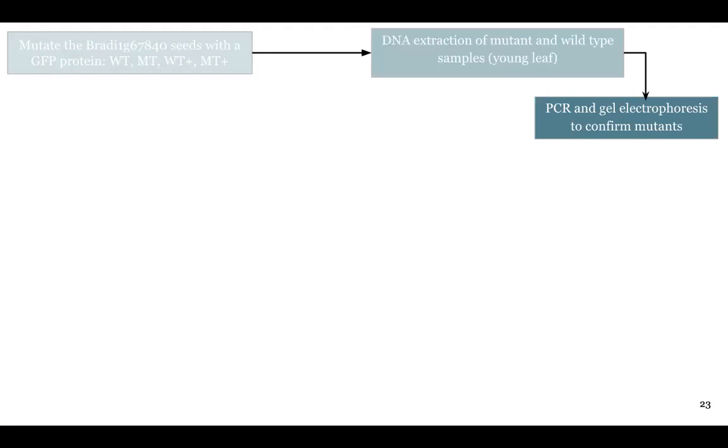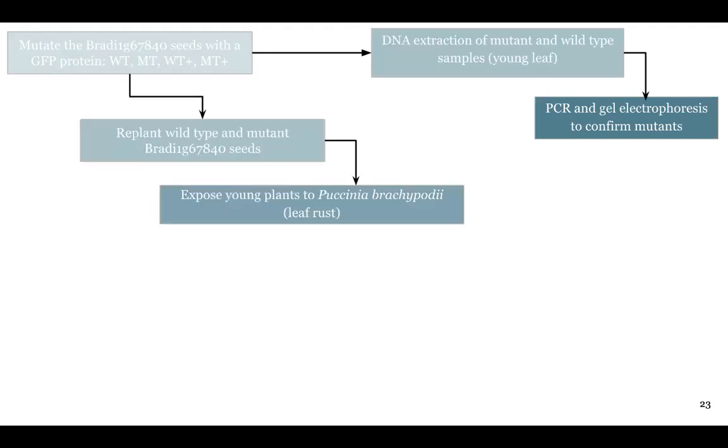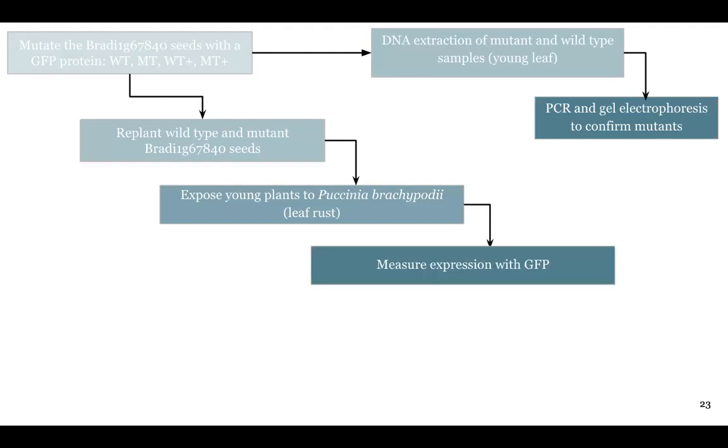Once true mutants are determined, each species would be exposed to Puccinia brachypodi, or leaf rust, which attacks Brachypodium distachyon and its relatives. Over the course of exposure, we will measure expression patterns using GFP tag species, with particular focus on younger leaves where the gene expression was seen at higher levels.